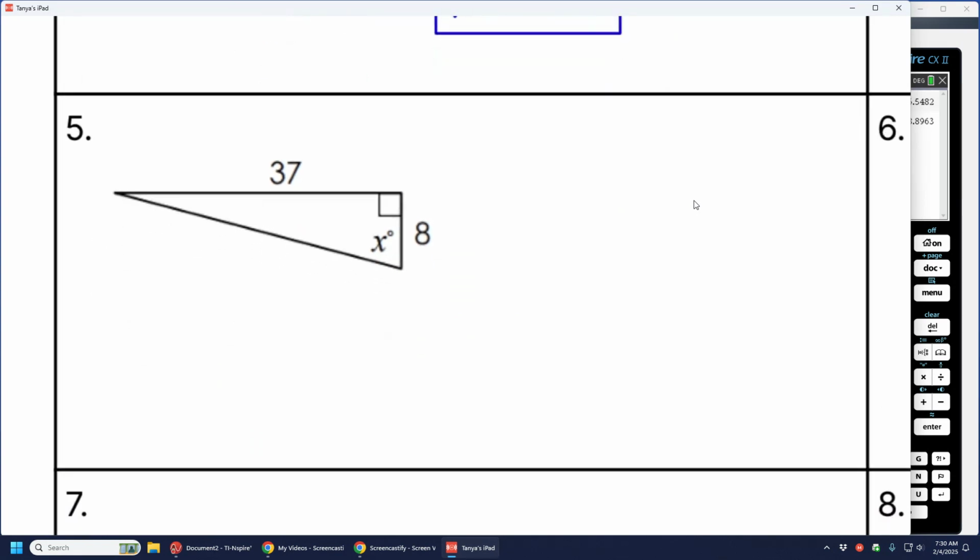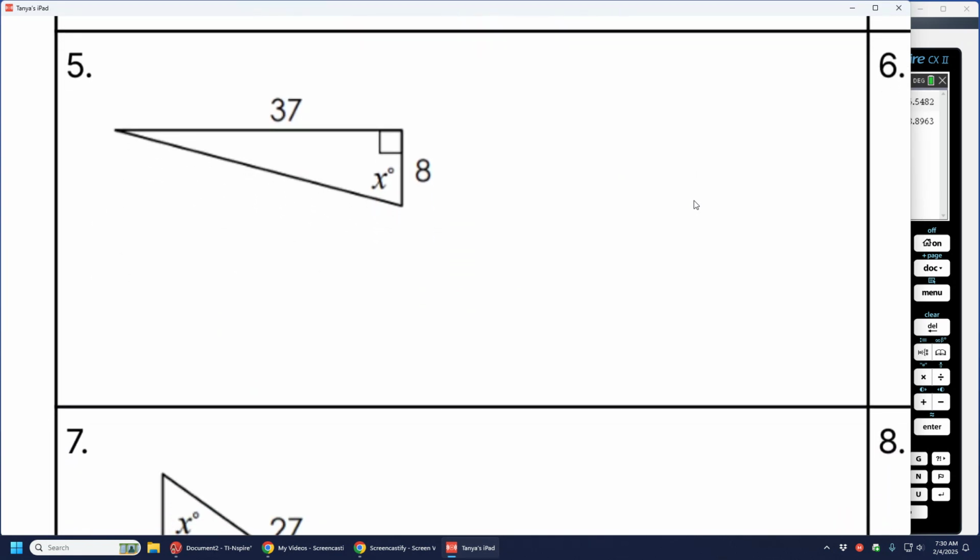Okay, number 5. So now when I'm looking at this one, x is an angle. So when we solve for this one, we're going to have to use our inverse functions. Let's label those sides. This is my right angle. When I go across, that would have to be the hypotenuse, but it's blank. Then if this is the angle that we are looking at, when you go across, that 37 has to be opposite, which means that 8 has to be adjacent.